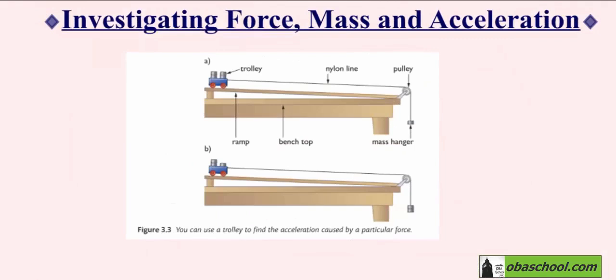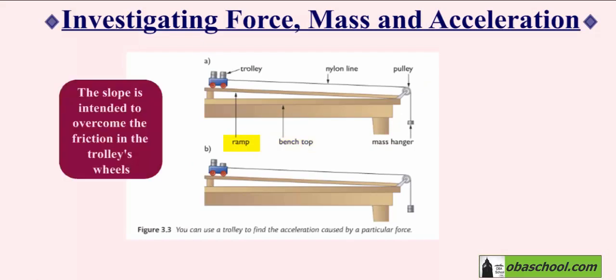In this experiment, we have a bench and a ramp that has a specific slope. The slope is intended to overcome the friction in the trolley's wheels. And we have the trolley that has loads on it. It is attached to a nylon line. On the other end of the nylon line, we have the mass hanger. On the side of the bench, we have a pulley. This makes the nylon line's movement easier.